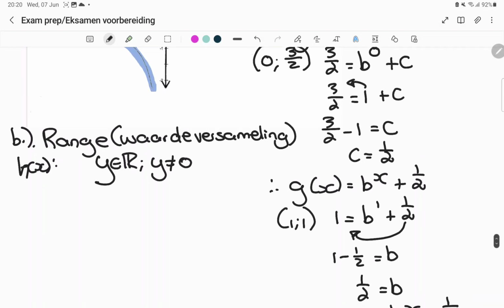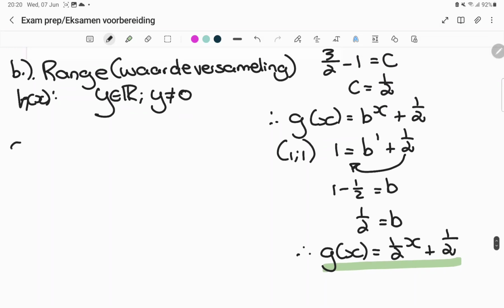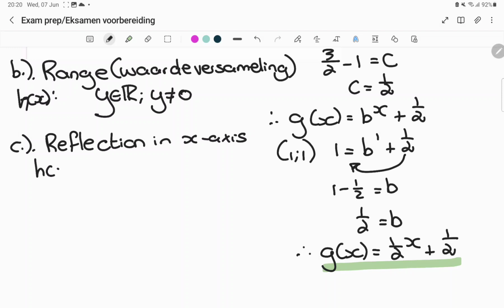The second question I want to know is what will be the value of a reflection of h of x in the x-axis. So let me quickly write down: reflection in the x-axis of h of x. Now remember, whenever something is reflected in the x-axis, it means that your y sign has to change.